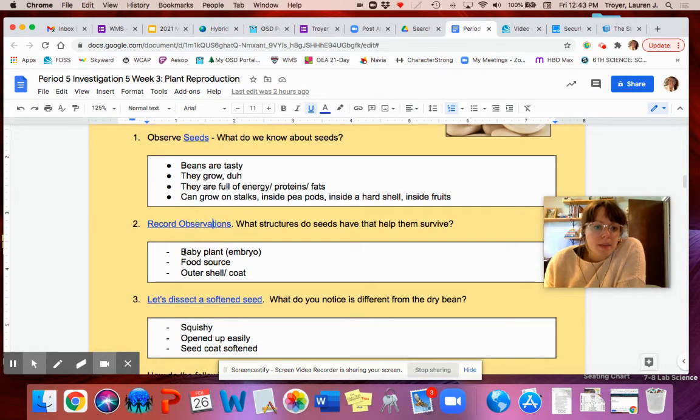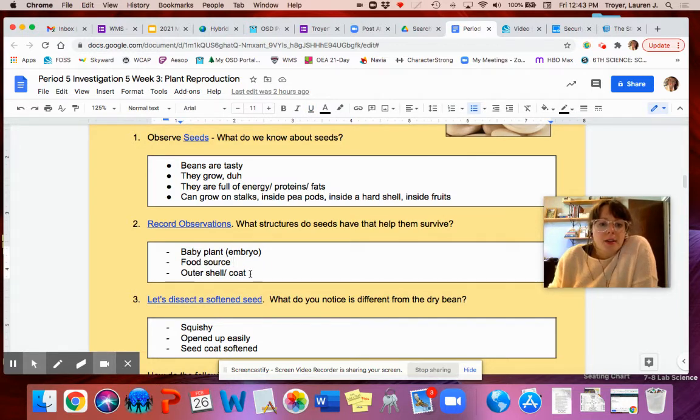So we said baby plant, embryo, a food source, which is that cotyledon, an outer shell coat. That food source is something that we use for food a lot. Human animals use those seeds for food, those beans. It's that really full of energy thing. Well, why is it there? The plant didn't make it for us, for charity, right? The seeds are designed to help support baby plant growth.